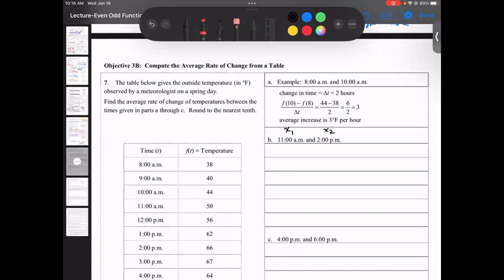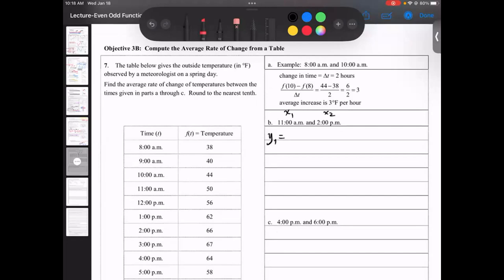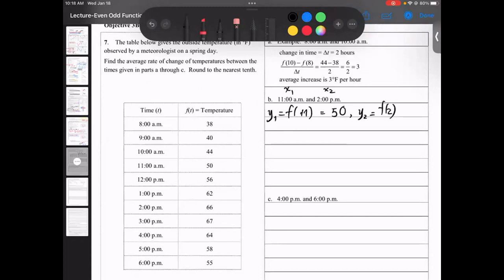What is Y1? At 11 a.m., what is the temperature? That's F of 11. So at 11 a.m. it is 50, thank you. And then Y2 is F of 2. At 2 p.m. it is 66. The formula is F of B minus F of A over B minus A, or you can do Y2 minus Y1 over X2 minus X1. F of B, which is Y2, is 66, minus 50, divided by 2.